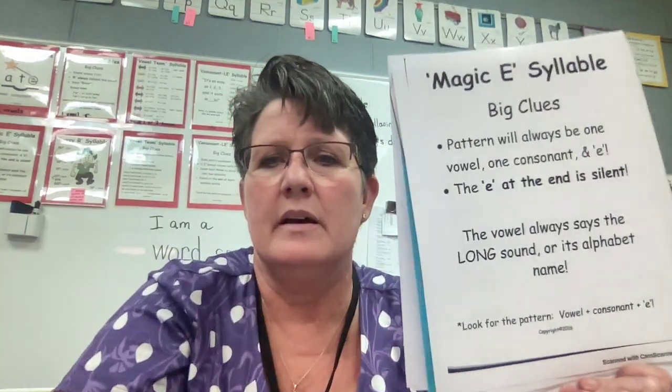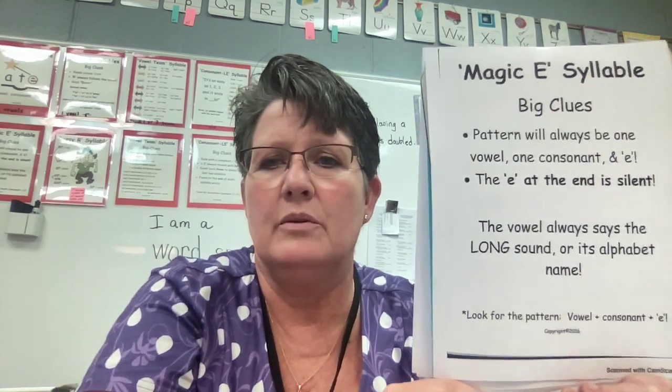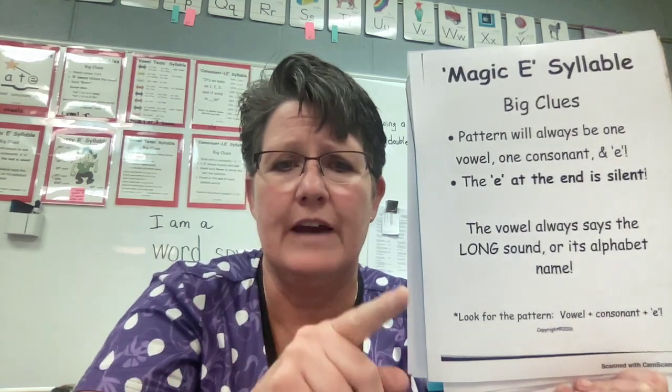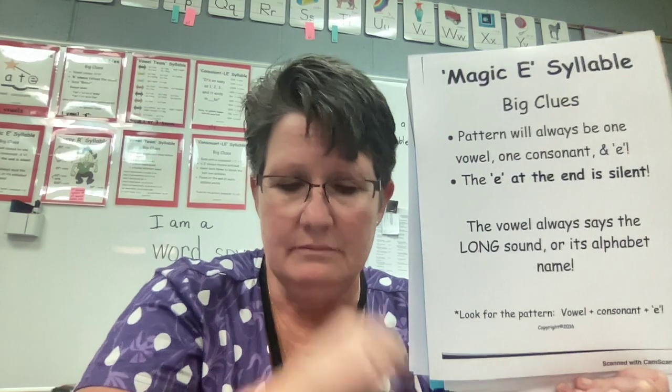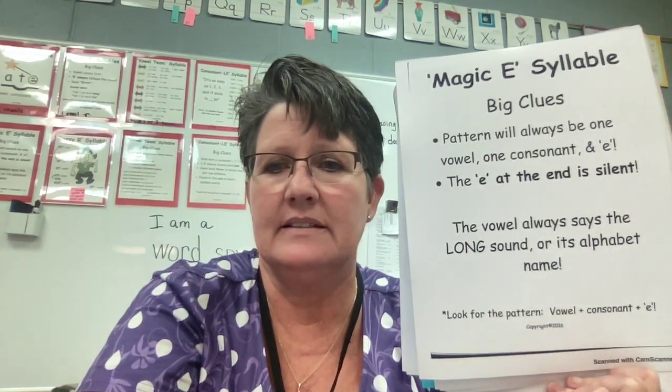Now, these were some of the big clues. The pattern will be only one vowel, one consonant, and an E. That is the pattern: vowel, consonant, E. The E at the end is silent. That E is not going to say its name.